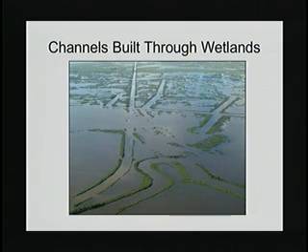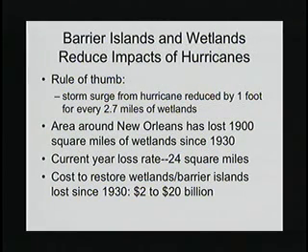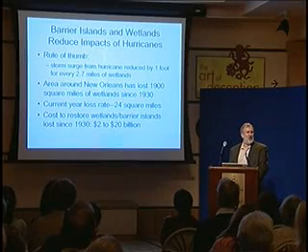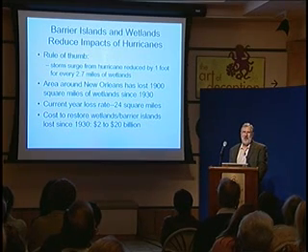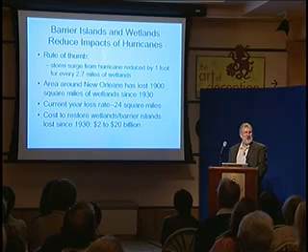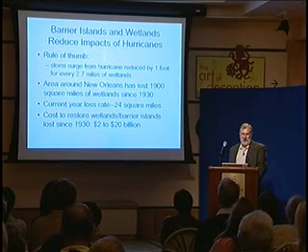So we heard about the storm surges, and a crude rule of thumb is to think for every 2.7 miles of wetlands you've got in front of you, you're going to reduce that storm surge when it hits by 1 foot. And so what's happening around New Orleans is you're losing the wetlands at a fairly rapid rate. Since 1930, we've lost 190 square miles of wetlands. We're losing them at roughly the rate of 24 square miles a year. And that's about the average rate. So we're not really doing any better. There's some peaks and spikes.